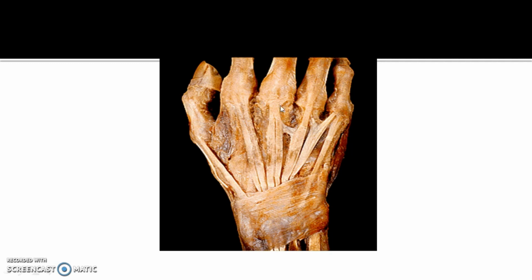So talking about the extensor retinaculum, this is an image. In the dorsal aspect it is present, and you can see it is quadrilateral in shape. This is the lateral aspect and this is the medial aspect.